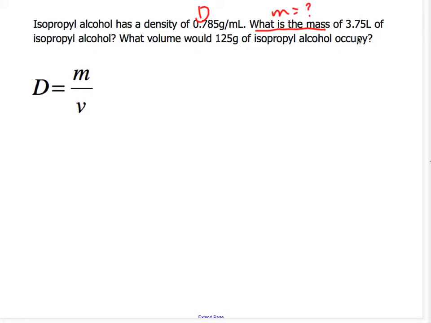And this must be the volume. 3.75 liters is our volume, and they want to know what the mass is. Okay, well, this part down here, that's got to be another question. So it looks like there are two questions here. Okay, so here's our formula. They tell us they know what the density is and we know what the volume is. So I'm looking for mass.